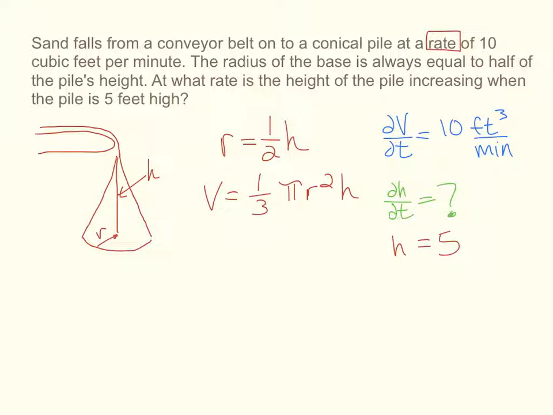What we do know is everything in terms of h. We know the height of the pile, and we're trying to find the rate at which the height is changing. So it would be great if we could have this equation all in terms of h. And we have this equation here to help us with that. If we substitute 1/2 h in for r, our entire new equation will become entirely in terms of h.